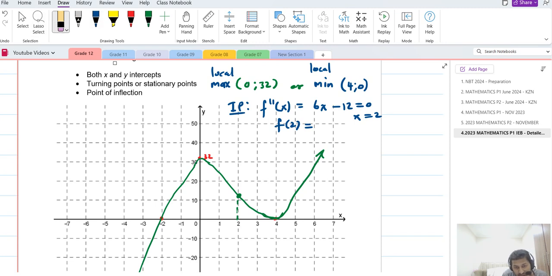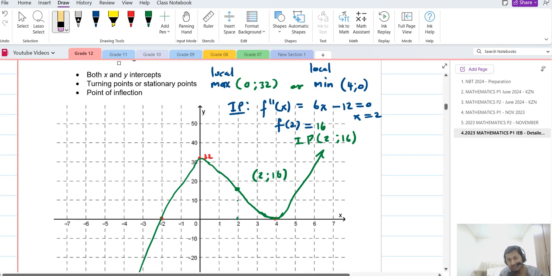Because of the shape of the graph, it should be 16. It's coming wider there. Because remember 2 and 16 is my inflection point. So the inflection point is at 2 and 16. So there was no need to find the double derivative. You can just add the two critical values and then divide by 2.